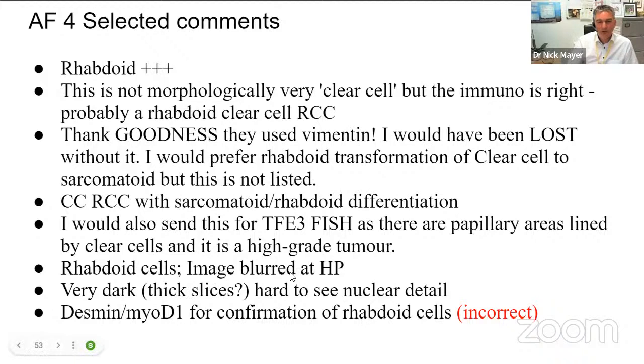A few comments about the image being blurred, but I think most people dealt with this. And then this last comment, somebody put in Desmin and MyoD1 to confirm rhabdoid cells, but the rhabdoid cells in renal cell carcinoma are only rhabdomyoblastic-like.